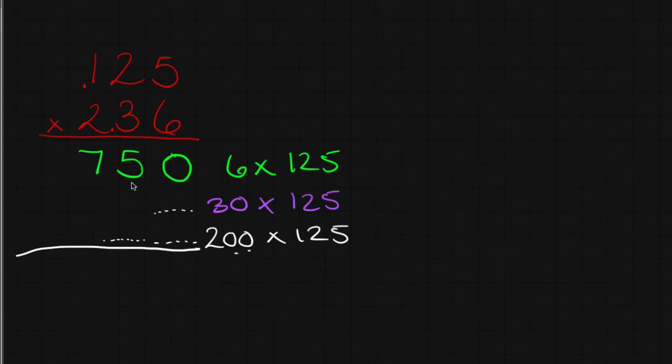Let's do 30 times 125. Remember, the first thing I need to do here is add a 0 because I'm multiplying by the tens place. All right, 3 times 5 is 15. I carry the 1. 3 times 2 is 6, plus 1 is 7. And finally, 3 times 1 is 3. 375 with an extra place value.